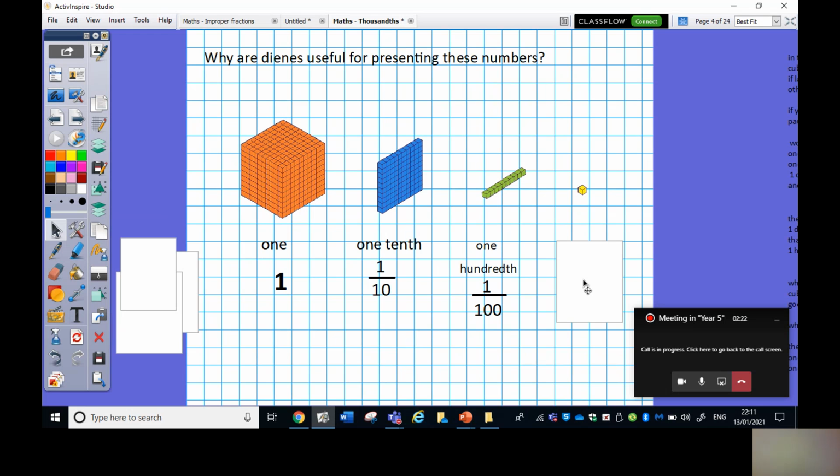And what about this little small yellow one? Good, yes, 1,000th. Well done. Repeat after me, 1,000th. Good. Why is it 1,000th? Why do you think? Absolutely, yes. If this big cube was divided into 1,000 equal parts, this one cube would be what one part would look like. Well done.